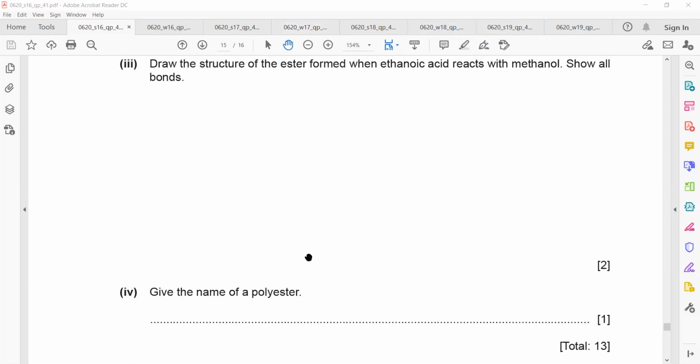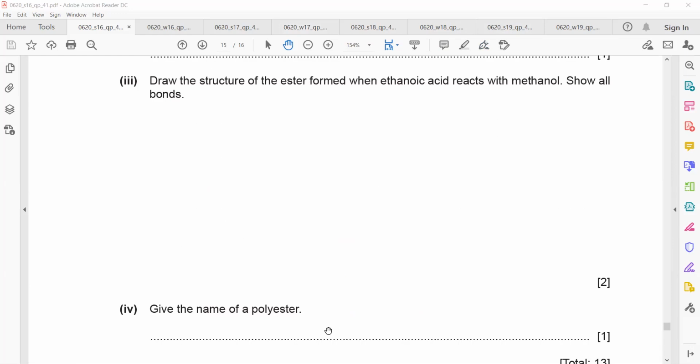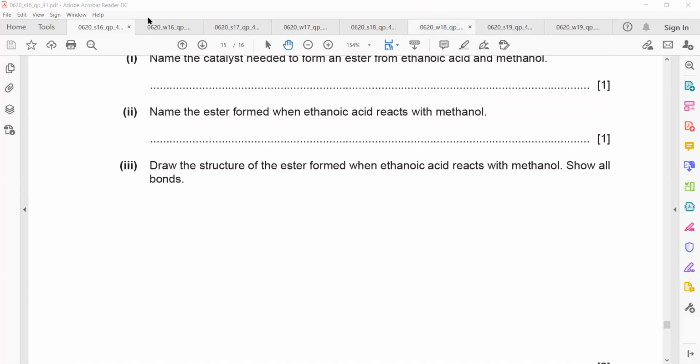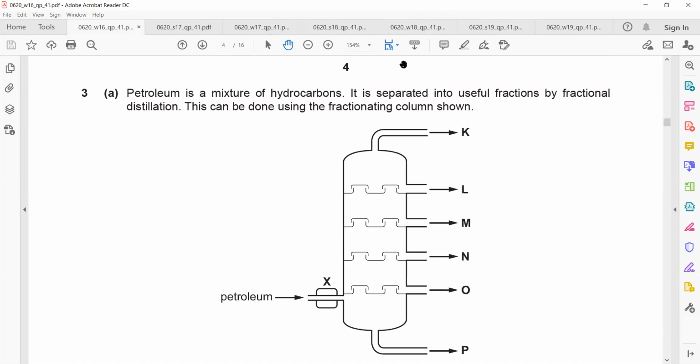Give the name of the polyester: that part we will not do, because that is related to condensation polymers. That was another paper, May June 16. Now the October November 16 paper.